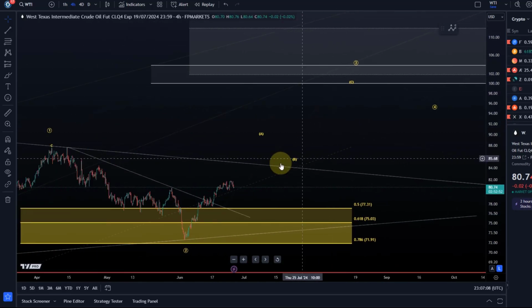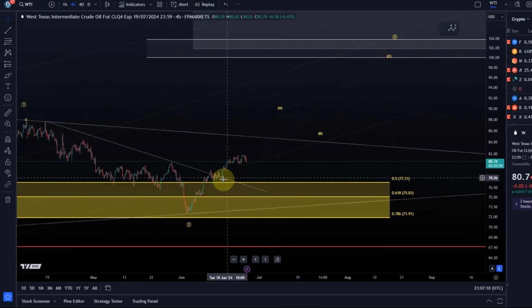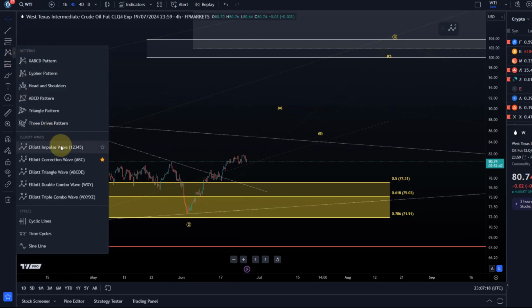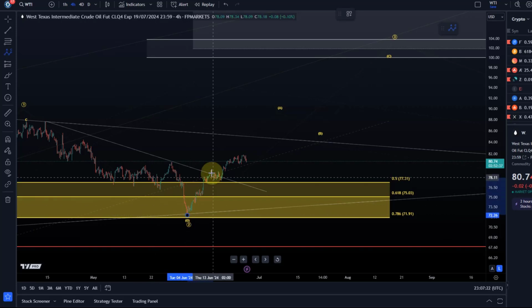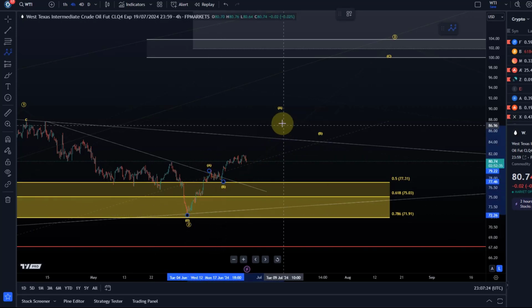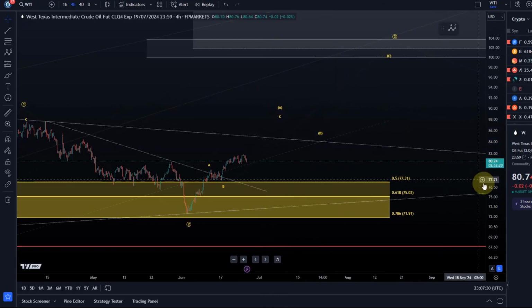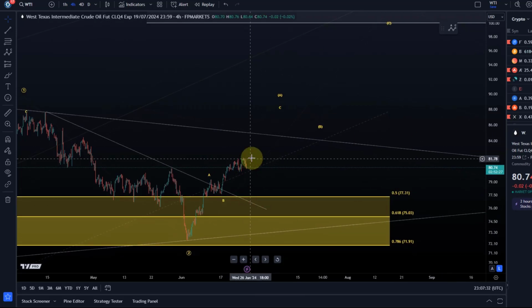The problem is I don't really have a reliable micro count. I mean, it's a bit difficult really to say what this is. I would say best interpretation that I have at the moment when we look at the micro is A, B, C, that we're working on this A wave, but obviously the A wave is a smaller ABC. Now the Elliott wave patterns don't really help us much here.